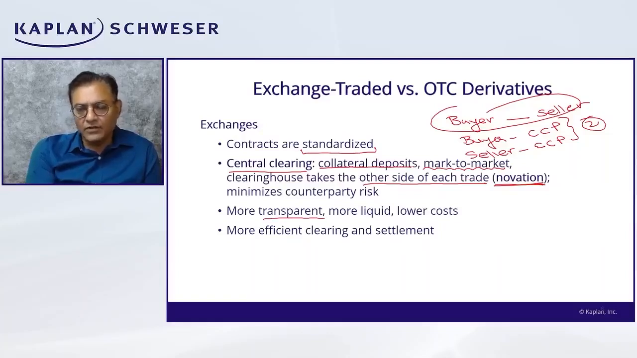It provides more transparency. Why? Because all the trades are reported. So it is part of the information history. It is more liquid. Exchange traded contracts are very liquid. So you can easily take an offsetting trade if you want to. And typically exchange traded contracts have lower costs.